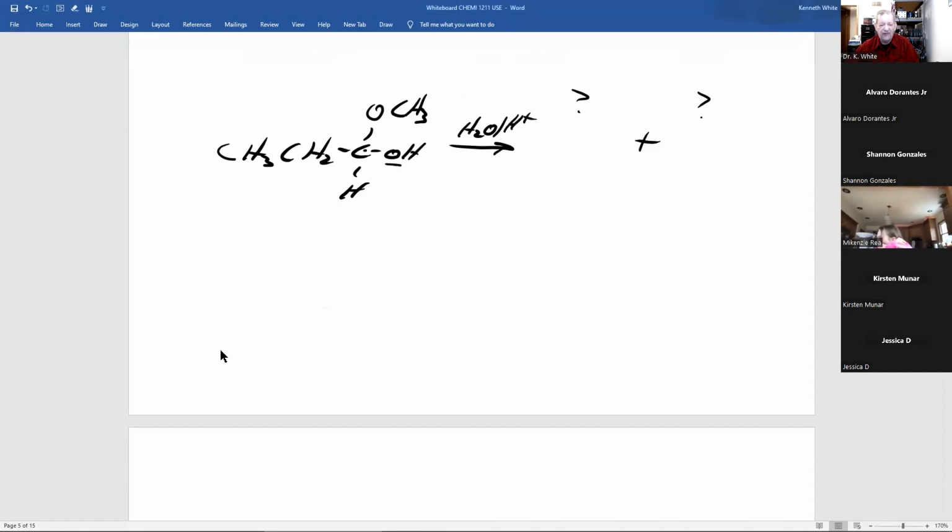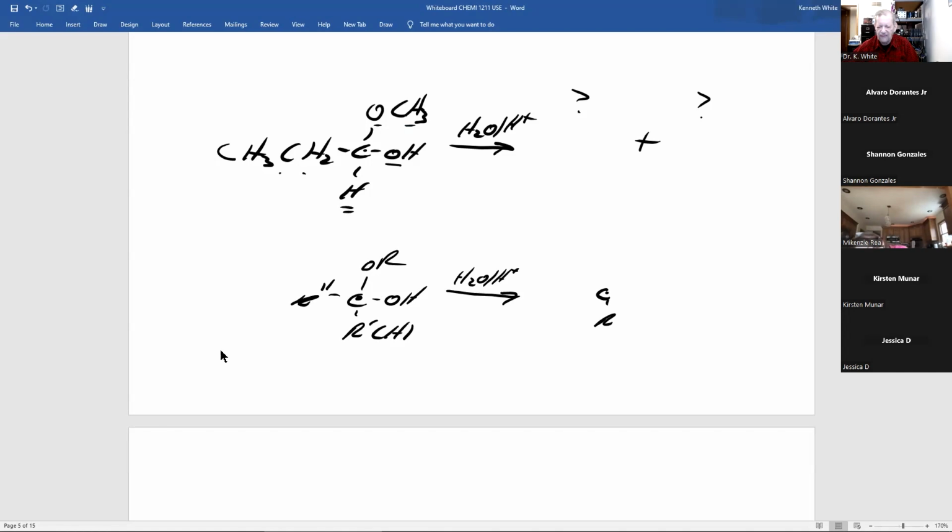Ooh, carbon with hydroxyl, oxygen, carbons here. This could be R prime, but it's hydrogen. And carbons here are R double prime. A hemi, in our case, R prime is hydrogen, a hemiacetal, water, acid. Look at this carbon.